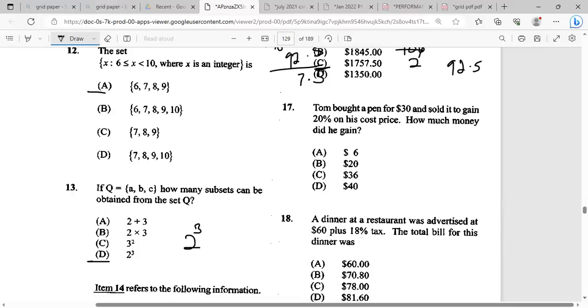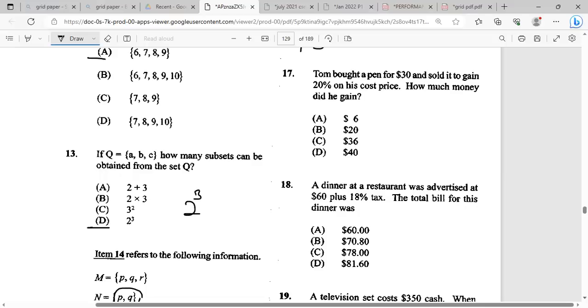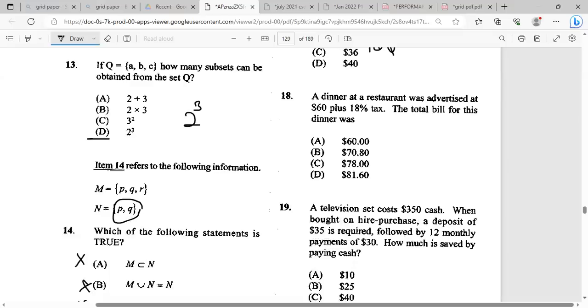Tom bought a pen for $30 and sold it to gain 20% on his cost price. How much money did he gain? Now, 20% is the same as dividing by 5. Everybody should know that by now, right? How many times can 20 go into 100? 5. So that's what it's actually doing. So that works out to $6, right? But here they say, how much money did he gain? They didn't want how much he sold it for. He sold it for 36, but they only want the gain. And guys, read them very carefully because trust me, multiple choice questions are headaches, to be honest.